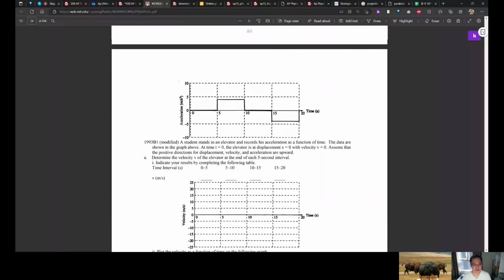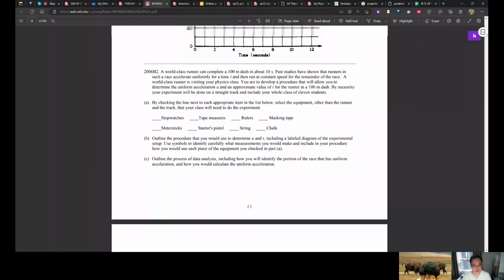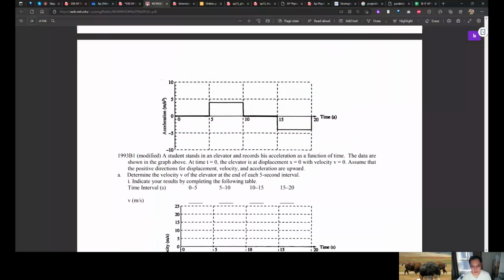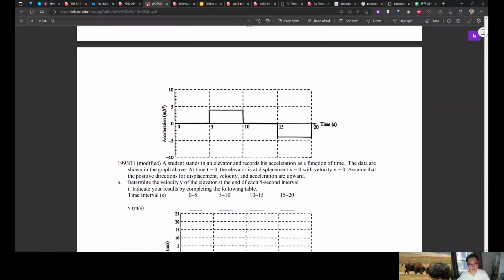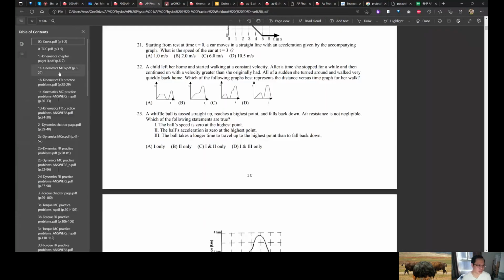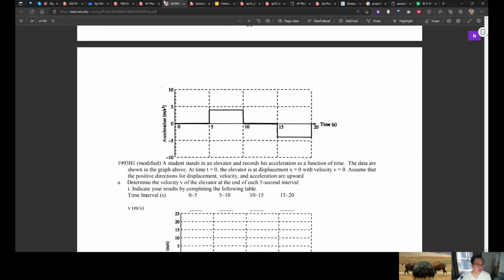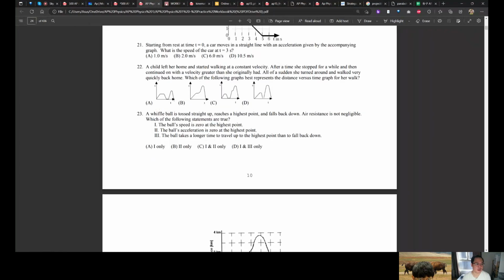Okay, 1993, long time ago. Can you read it and try answering that yourself first, for 5 minutes, before I explain? Okay. And please download that file into your computer. Of course, I will save this file on my computer also, and write on it so that we have the kinematics free response. That's the number of the page here, 24.